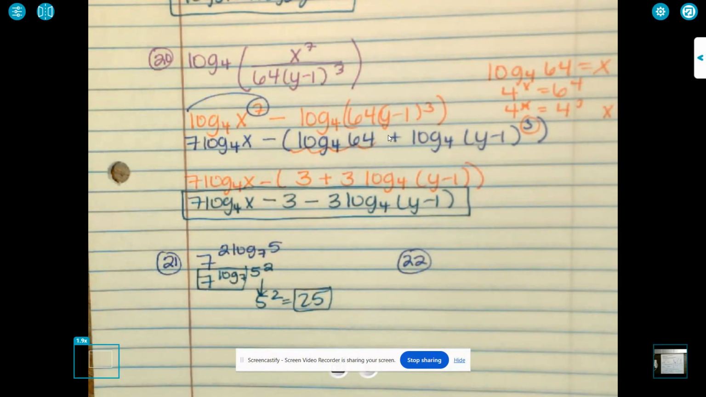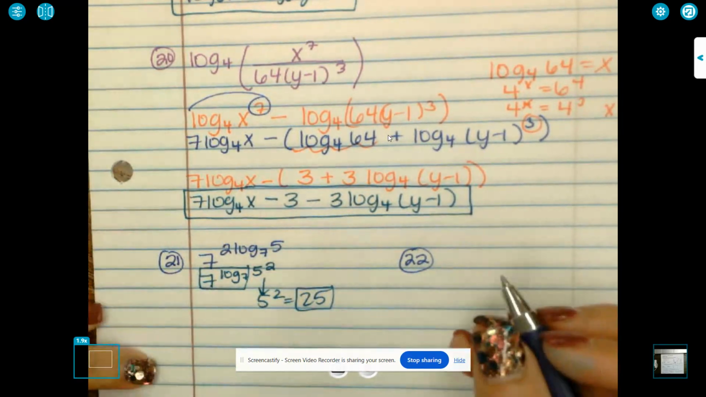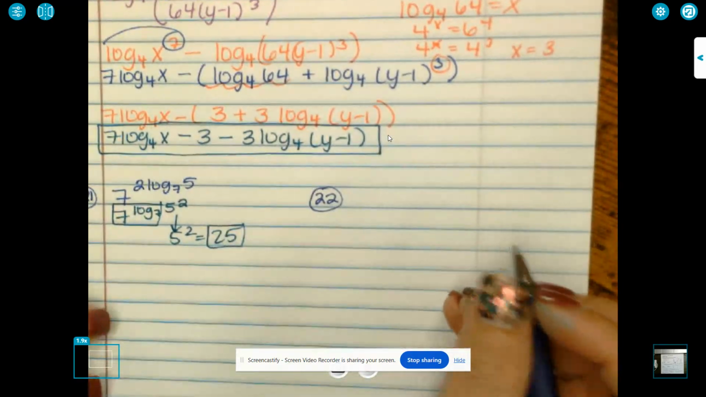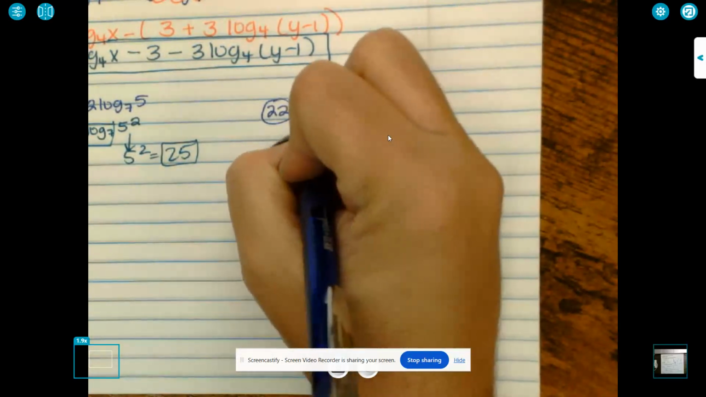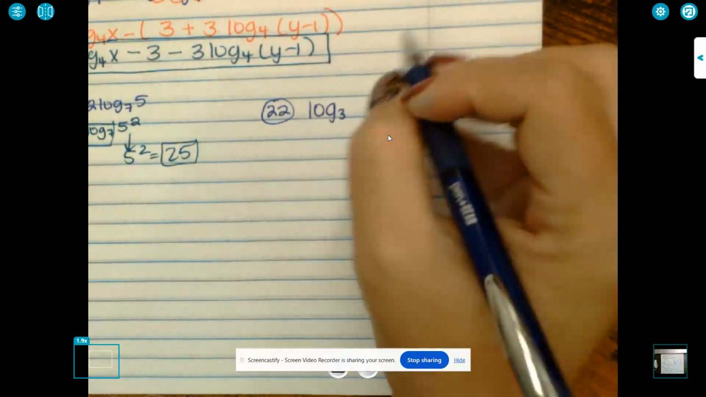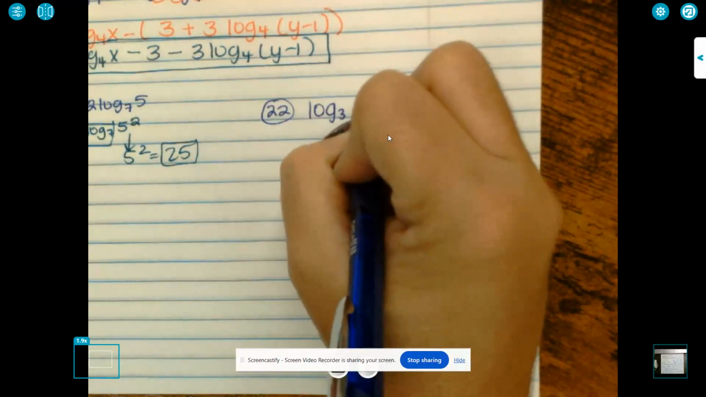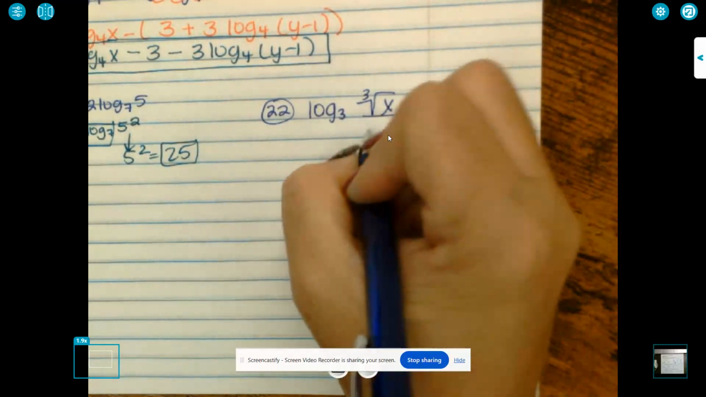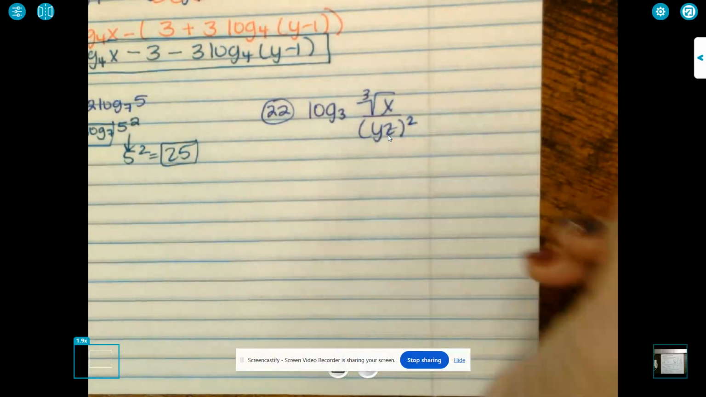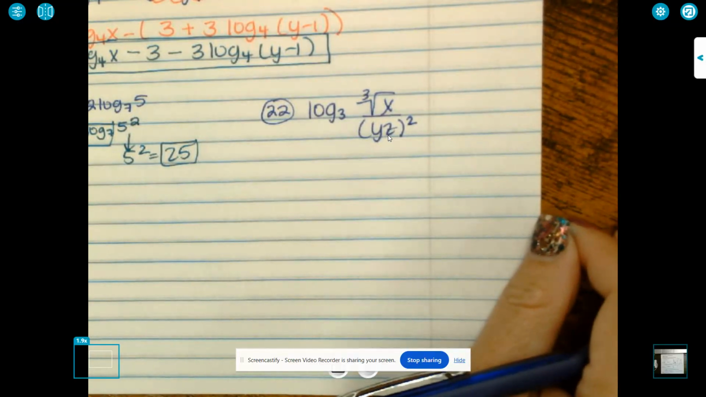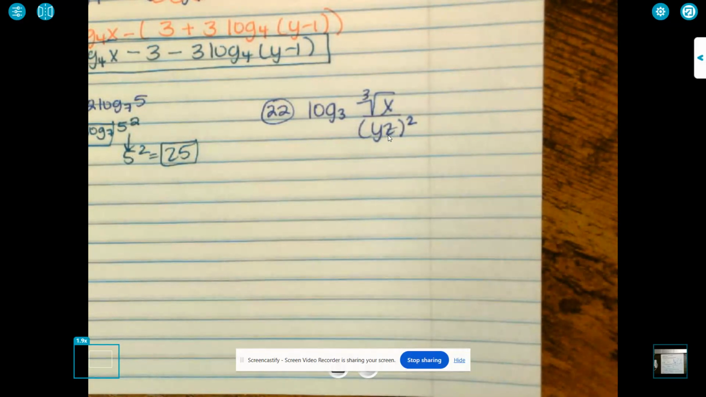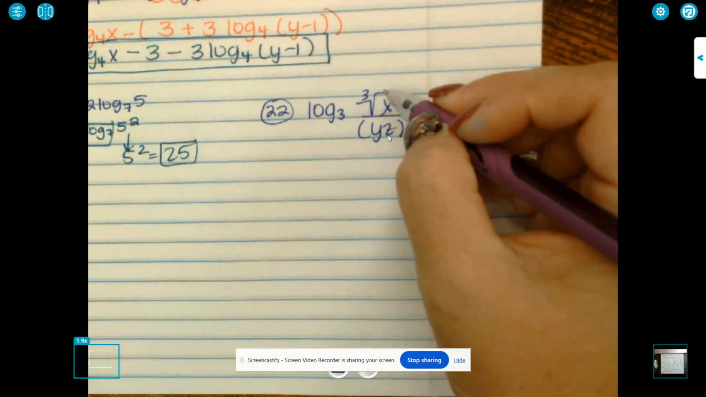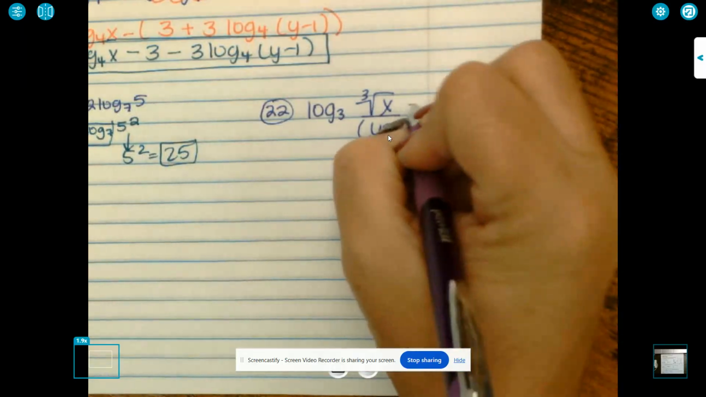All right, 22. Okay, that's an expand problem. I think this is going to take a little bit of room, but that's okay. I've got all this room over here. All right, so we've got log base 3 of the cube root of x over yz squared. All right, so again, whenever we do these, we don't end up with radicals, so we're going to go ahead and rewrite that radical as x to the 1/3.